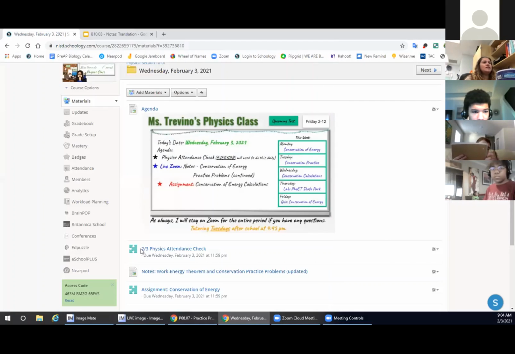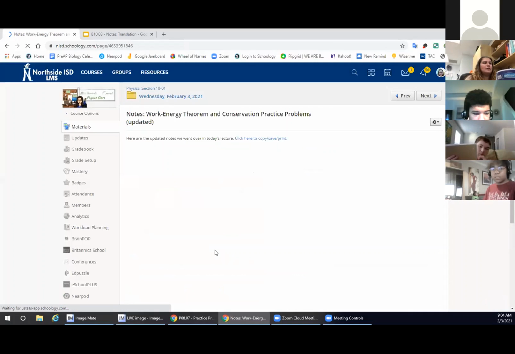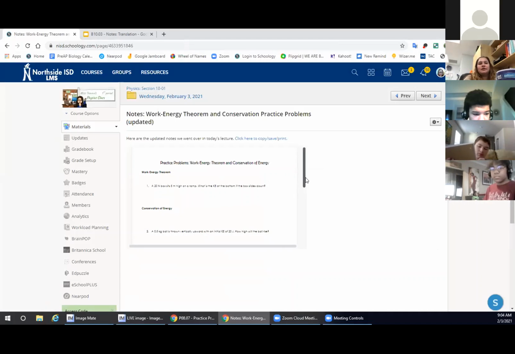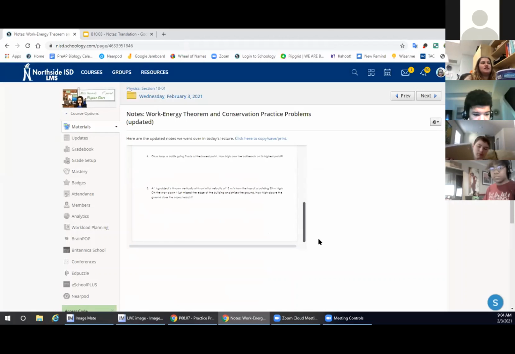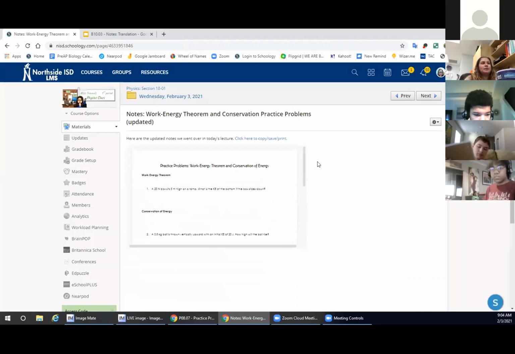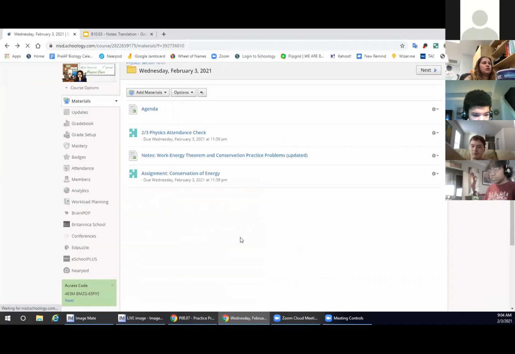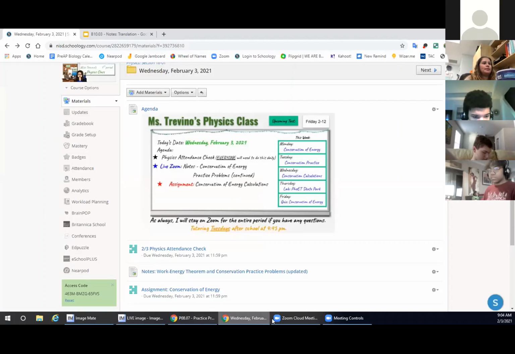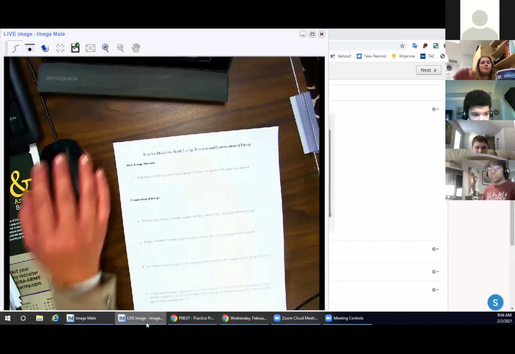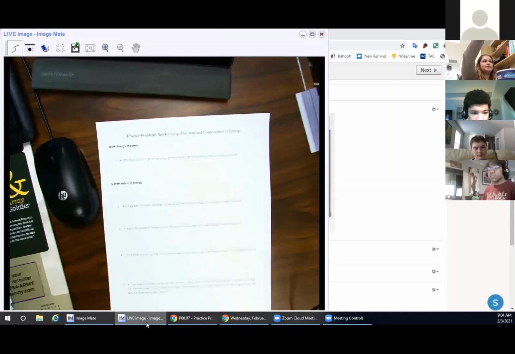So if you previously printed the notes, I updated them. They look a little bit different now. We have the work energy theorem on the top, and then we have some conservation of energy formulas at the bottom. So sorry about that. All right, let's get started.